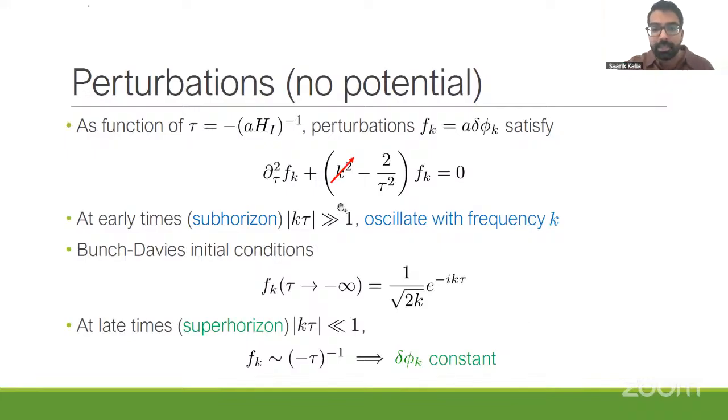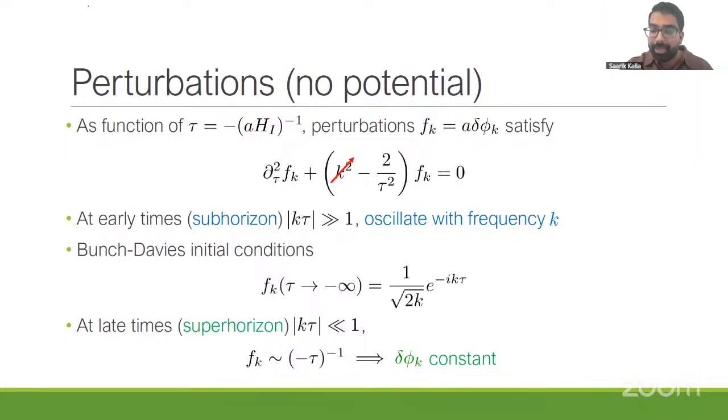At late times, we can ignore this k squared part. This is when the mode is now super horizon, larger than the horizon. And typically what you would find for the inflaton, or for a free massless scalar field during inflation, is that this delta phi k is constant. The f has to go like 1 over tau, and that means that delta phi is essentially constant.